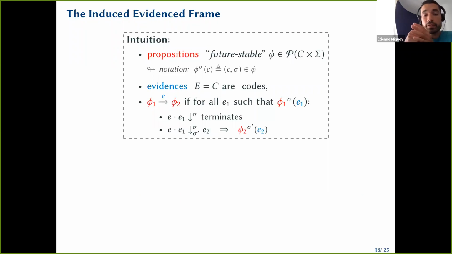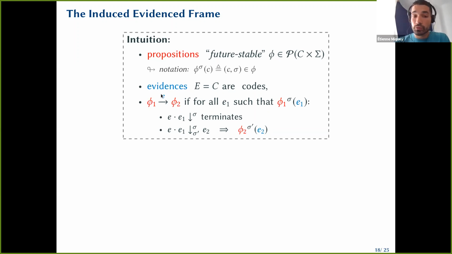Then it's kind of the same idea if you want to define an evidence frame, in the sense that you define propositions as sets of codes, but since we have states, we have to take into account code together with the states. And we want this proposition to be future stable, in the sense that if a code is somehow valid together with the states, then for any possible future of that state, you want it to be valid also. Then you take as evidences the set of codes, and you define the implication just like we did before.